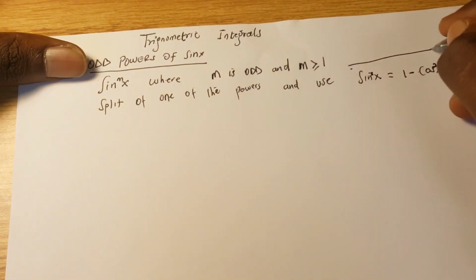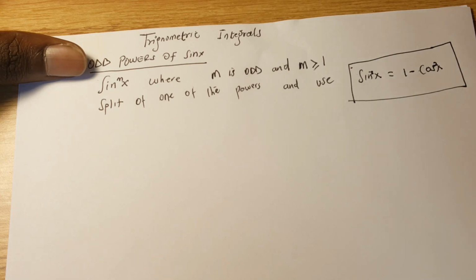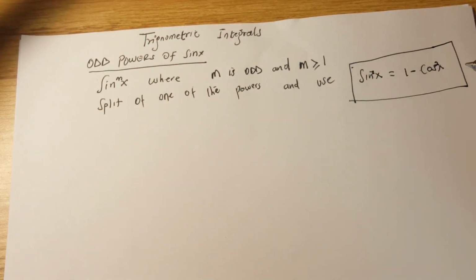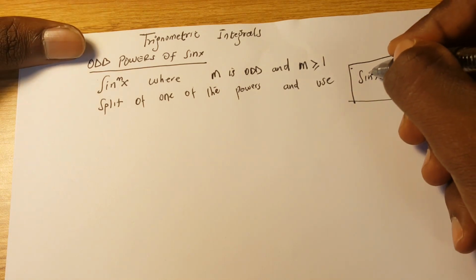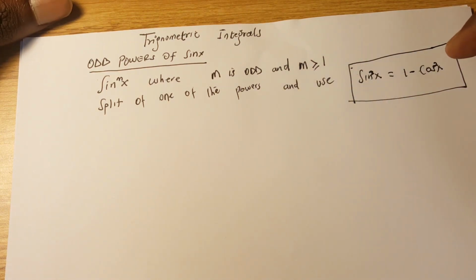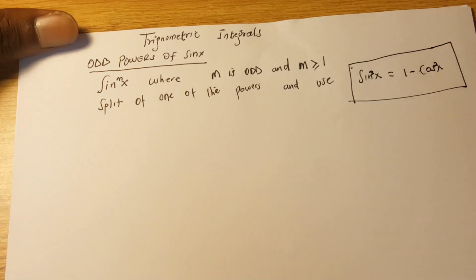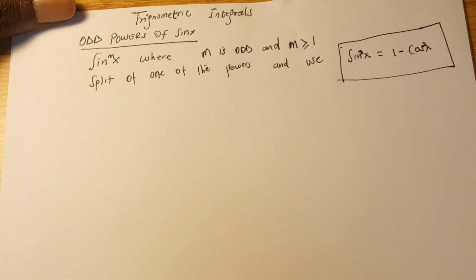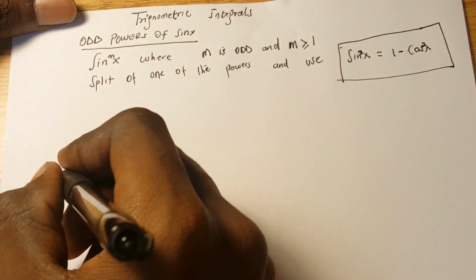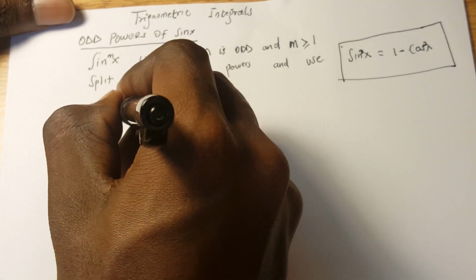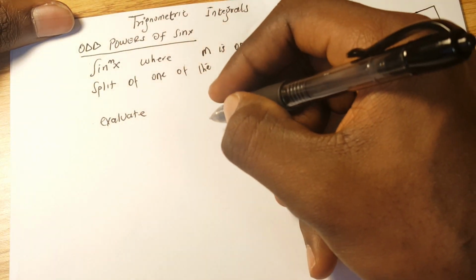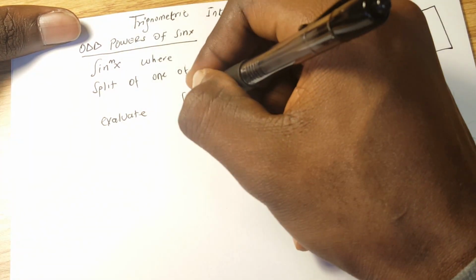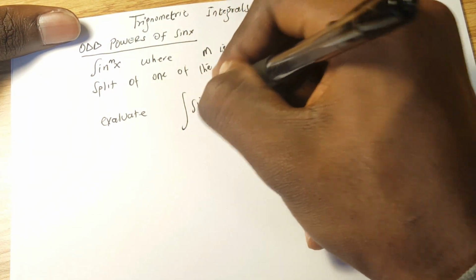So this is going to be very helpful. You must memorize this. You must have this in your mind if you want to tackle any questions involving trigonometric integrals which have sine or cosine in them. So let's put some example here. Very quick one. We've been asked to evaluate the integral of sine to the third x dx.